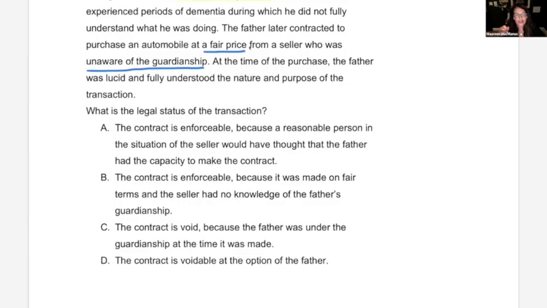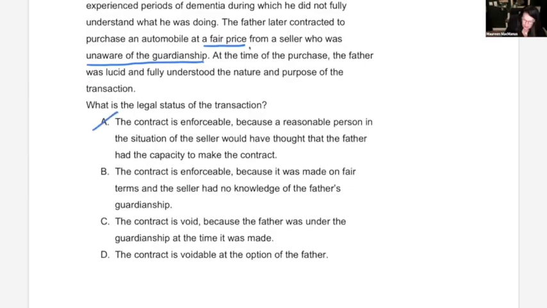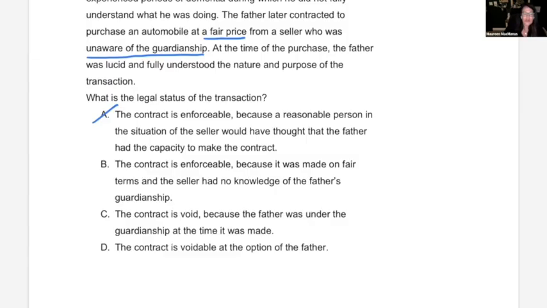So it misstates the test. It's not whether the reasonable person in the situation of the seller would have thought that he had the capacity to make the contract. That's not the test at all. He was incapacitated, so it's void. B, the contract is enforceable because it was made on fair terms and the seller had no knowledge of the father's guardianship.